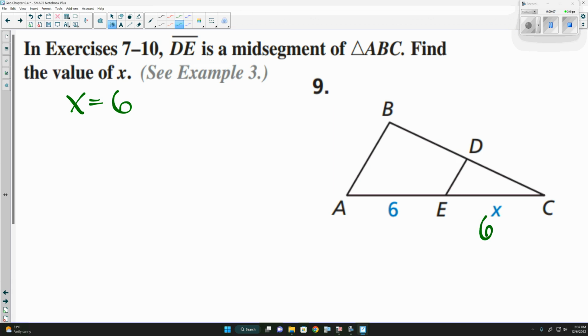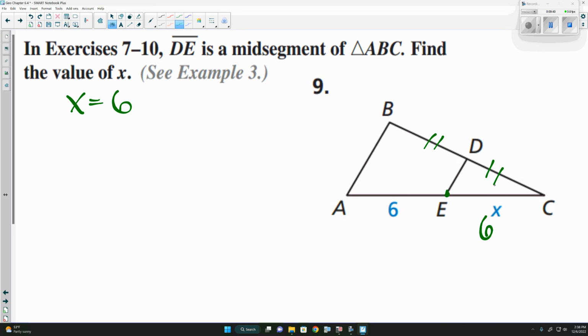This would be 6, because E is the midpoint. Mid-segment connects the midpoint of two sides. We can't say AB or BD or DC are 6, because we don't know what each one of them is. All we know for sure is that they are congruent. Not necessarily. It could, but not necessarily.